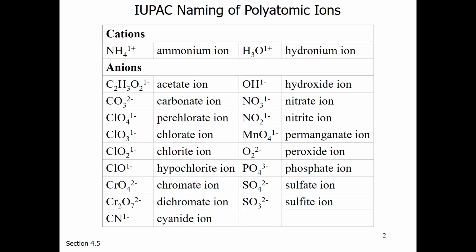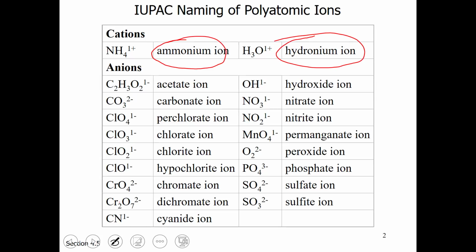There's a list in your textbook of polyatomic ions that you should memorize. Some of them are very unique, like ammonium ion or hydronium ion. These are shown at the top and are cations. Other ones are anions, and the acetate ion is shown here. That's actually part of vinegar. You're probably familiar with the hydroxide ion. The others of these, many of them follow a pattern that we're going to discuss that's related to their oxidation state.